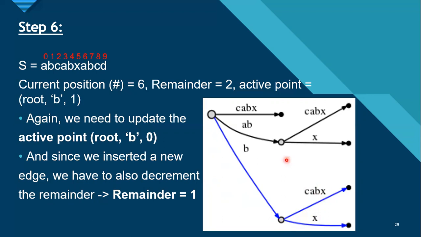And again, according to the rule, since we did a split in the edge, we now have to update the active point in which the active node remains as the root node. The active edge becomes the first character of the suffix that we are trying to insert, which is b, and the active length is again decremented by 1, so it becomes 0. And since we inserted a new edge right here, we also have to decrement the remainder from 2, it becomes 1.